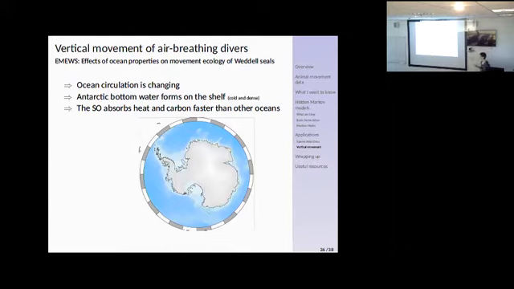So that happens in the Antarctic, particularly in the Weddell Sea, which is this bit. This is the Antarctic Peninsula. This is all the Weddell Sea. This is the tip of South America. And South Africa is sort of directly there.